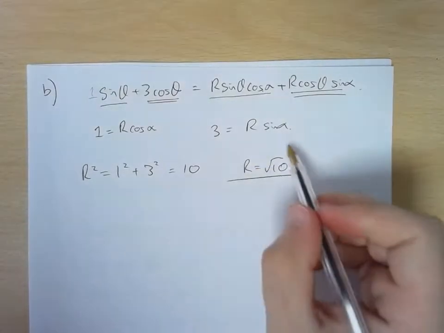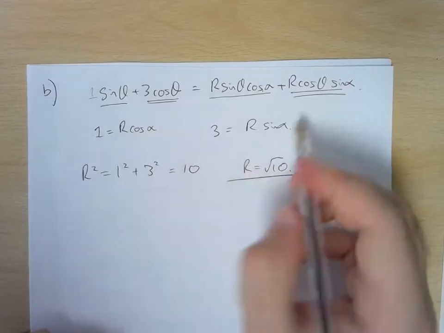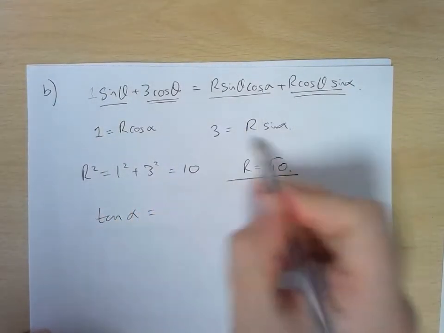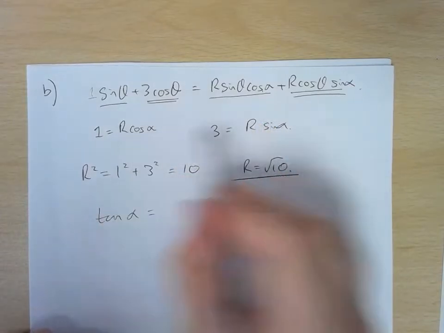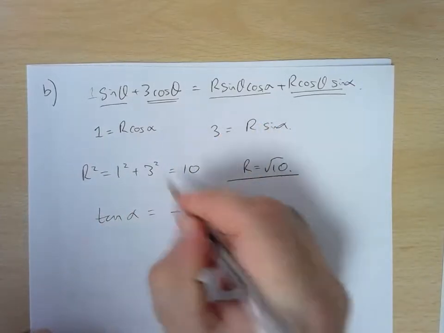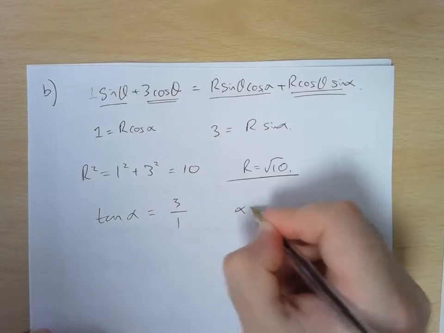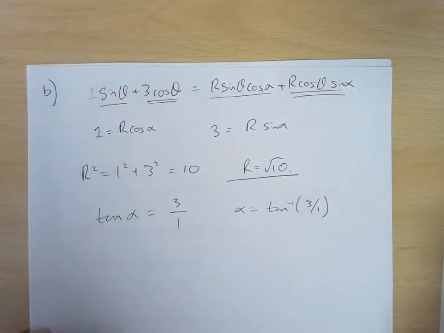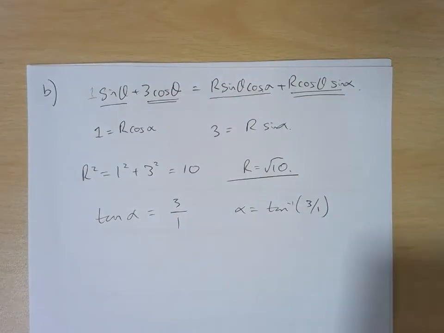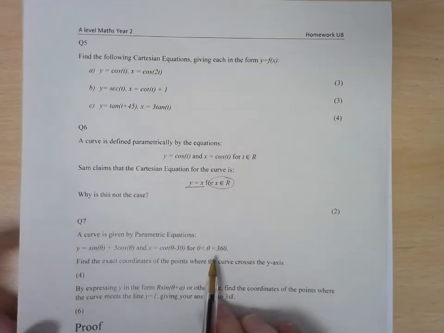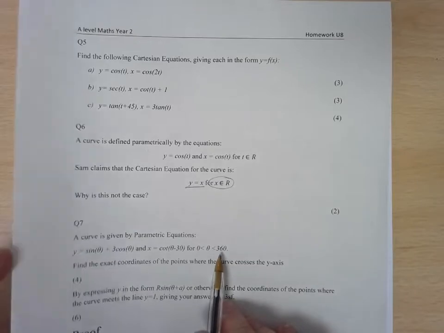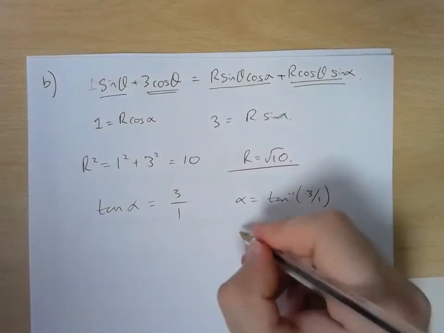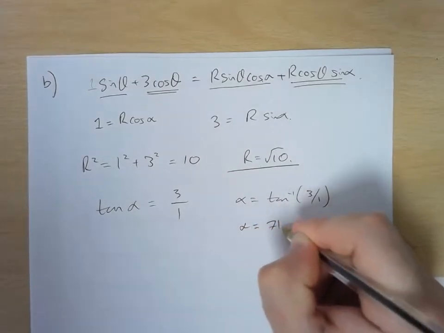We can also do sine over cos to give us tan. So we get tan alpha is the sine one. The r's are going to cancel here, so we've got 3 over 1. So we get alpha is tan minus 1 of 3 over 1. We're going to have a very quick check whether we're doing this in degrees or radians, and we can see that this is done in degrees. So we can grab our calculator, do tan minus 1, and we get alpha is 71.6 degrees.